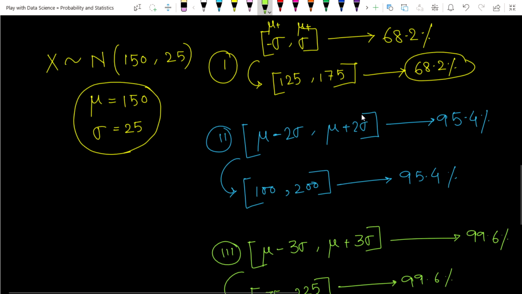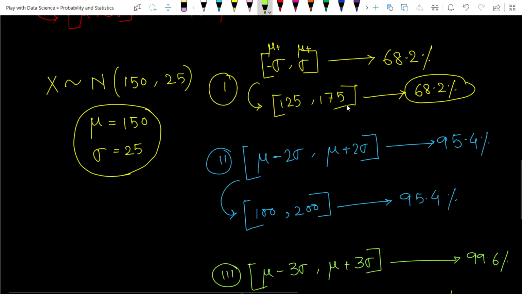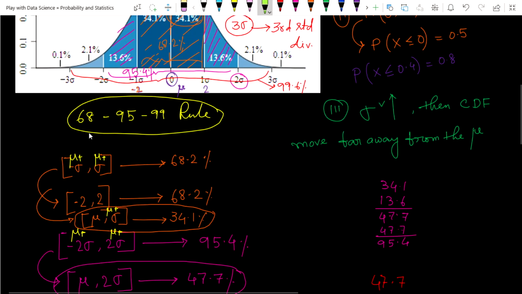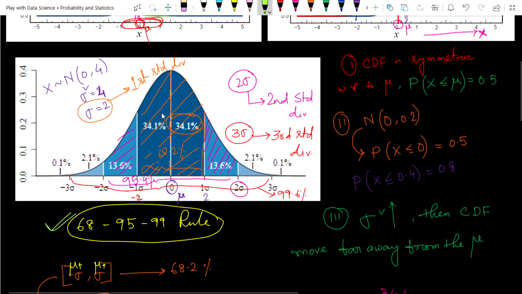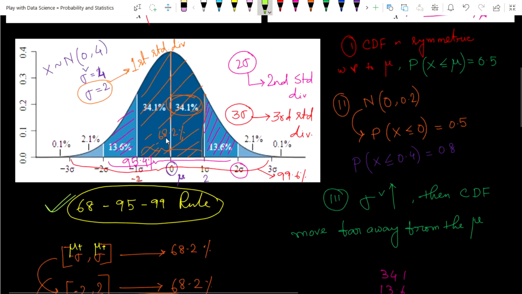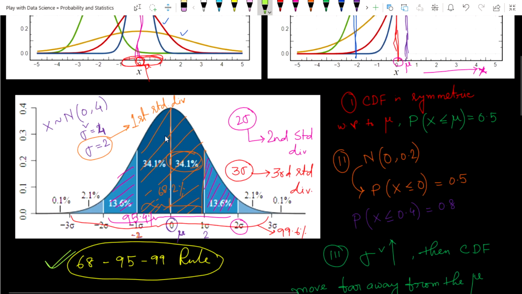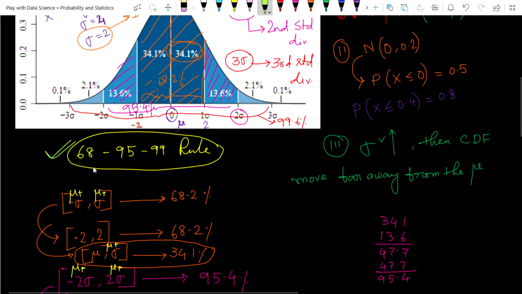I think you have understood. Just using this distribution we can conclude these things, which shows how important this formula is. Because of this, the formula is called the 68, 95, 99 rule. If our distribution obeys the normal distribution, then we can easily conclude that on the range of the first standard deviation we have 68.2% of the data, on the range of the second standard deviation we have 95.4% of the data, and on the range of the third standard deviation we have 99.6% of the data.